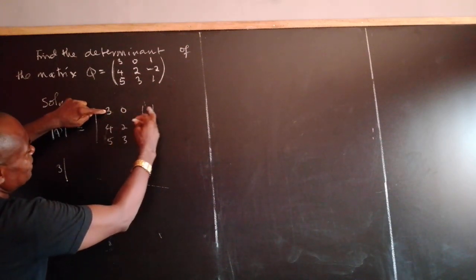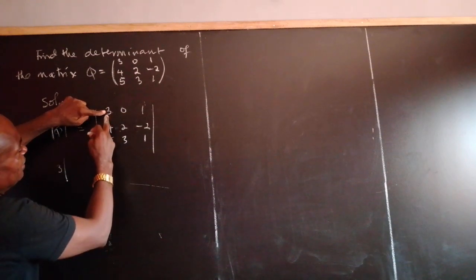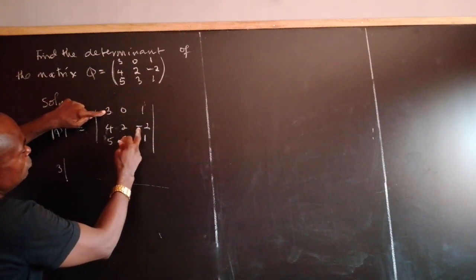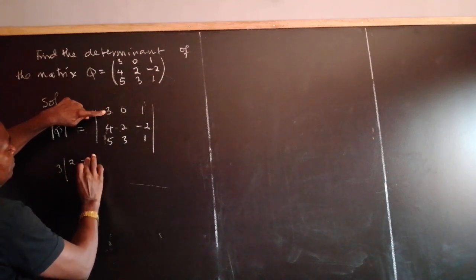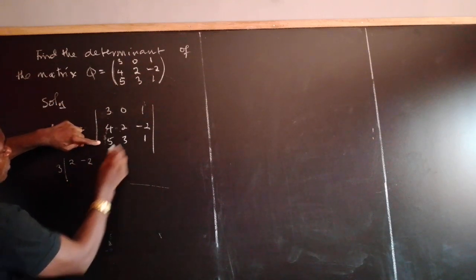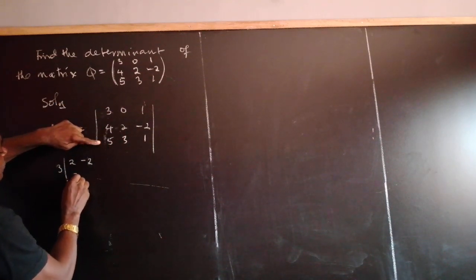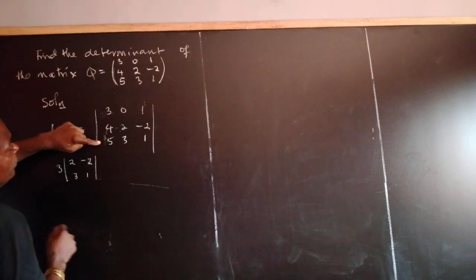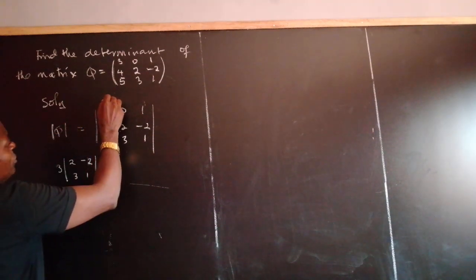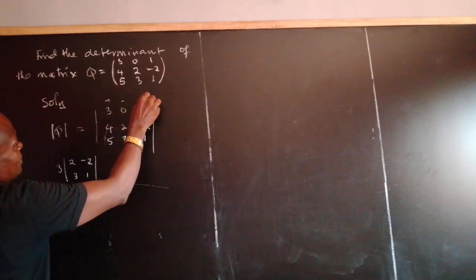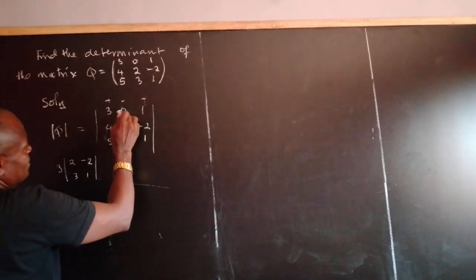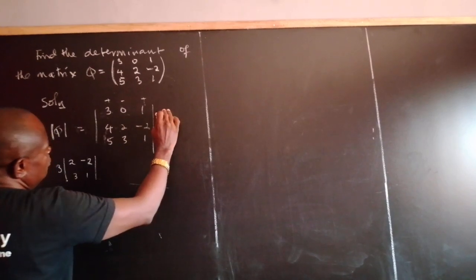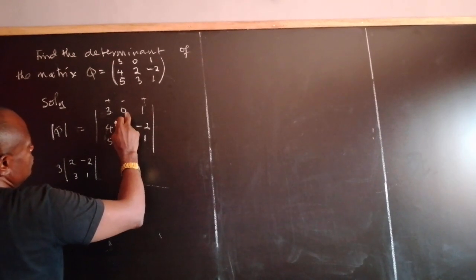If you take the row and the column of the element 3, it will be 2, minus 2. Then we have 3, 1. Okay, so the signs will be changing. If this is plus, minus, plus in that order, we take the next element on the first row, which is going to be 0.